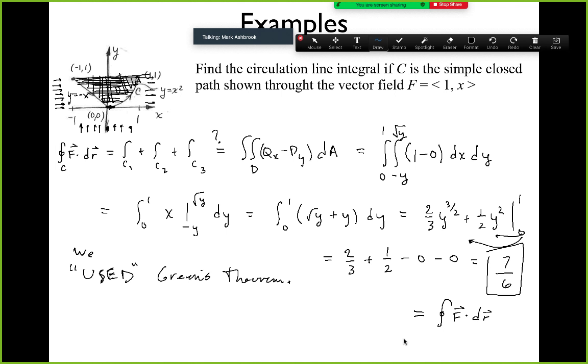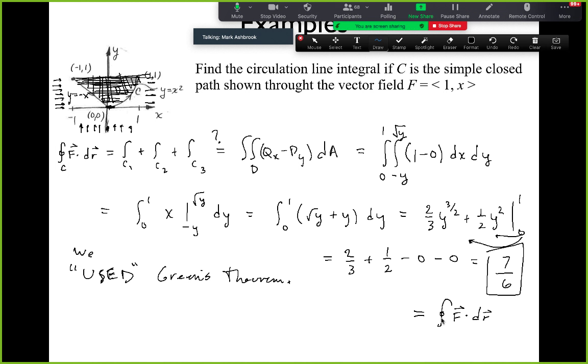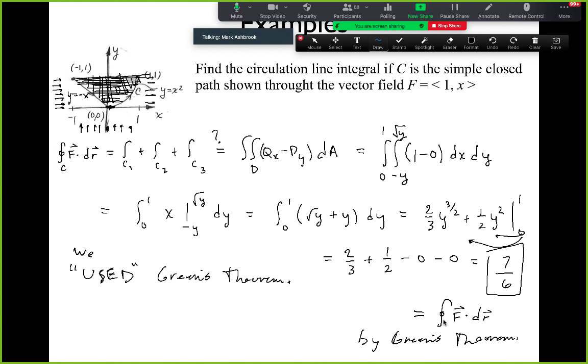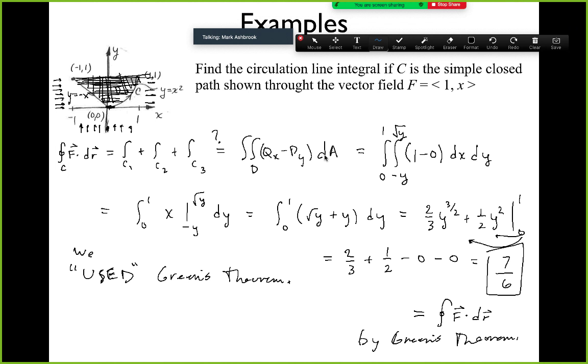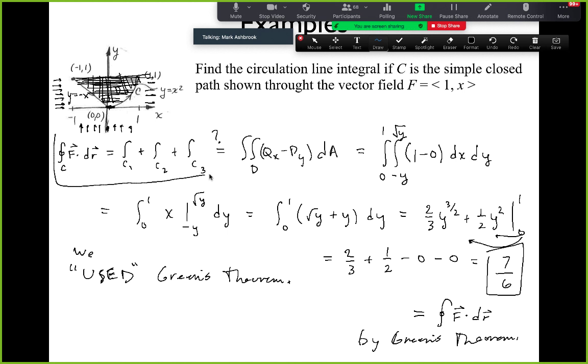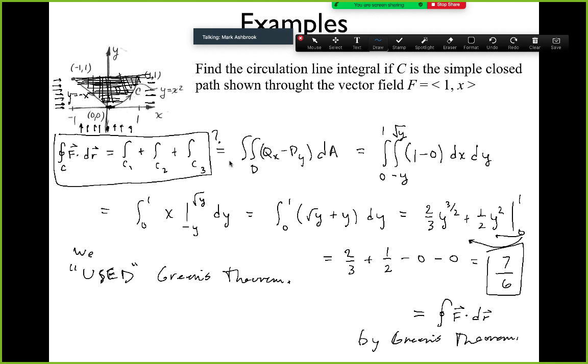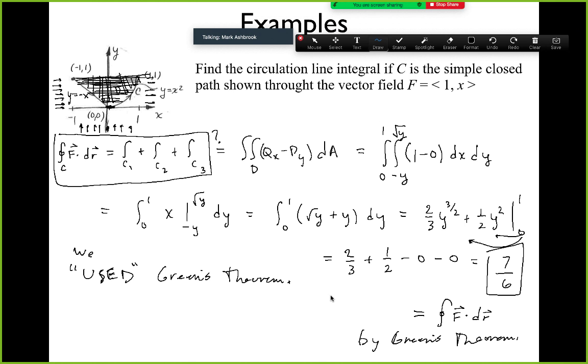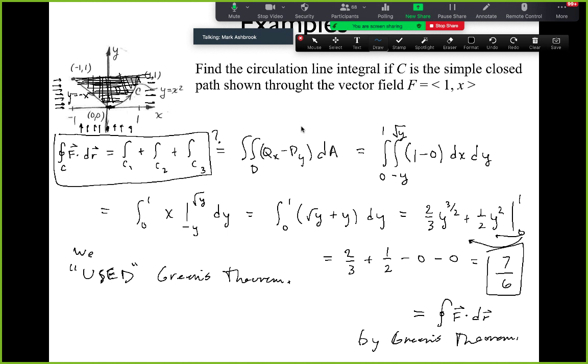And then when we got the value, we say that value equals the line integral we were asked to find, and then we say by Green's theorem, 7/6 equals the line integral we were asked to find by Green's theorem. And we say that because we didn't actually calculate that line integral. We calculated the other expression, the double integral, that Green's theorem says is equal to the line integral. If we had come along here and done this, we would have gotten 7/6, but that would have nothing to do with Green's theorem. That's just directly computing the line integral. We found it in an indirect way. Using Green's theorem means calculate the double integral, which we know by Green's theorem is equal to the circulation line integral around C.